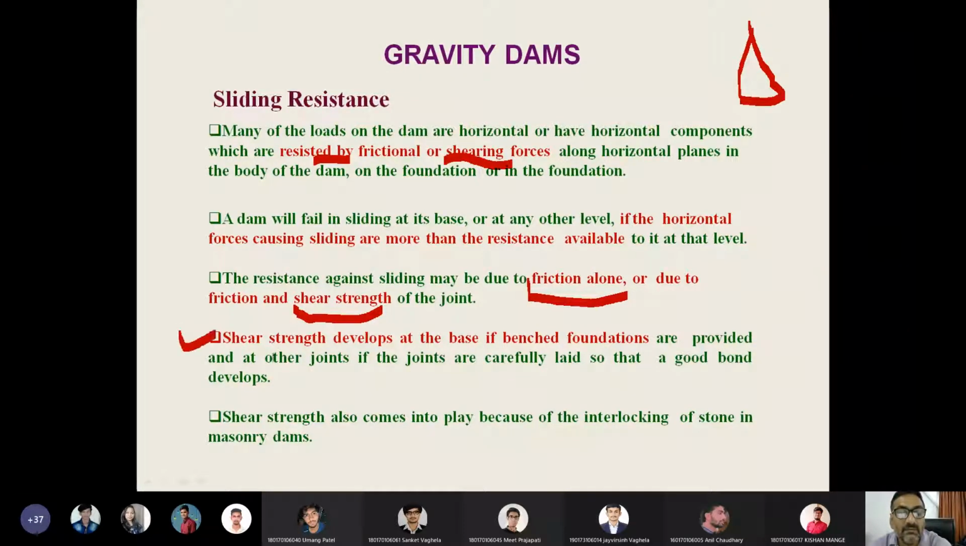This point states that shear strength develops at the base if benched foundations are provided. The foundation is not straight but benched in a zigzag way, and this provides shear strength. Also, if joints are carefully laid so that a good bond develops between the foundation and the concrete at the base. So this is important.